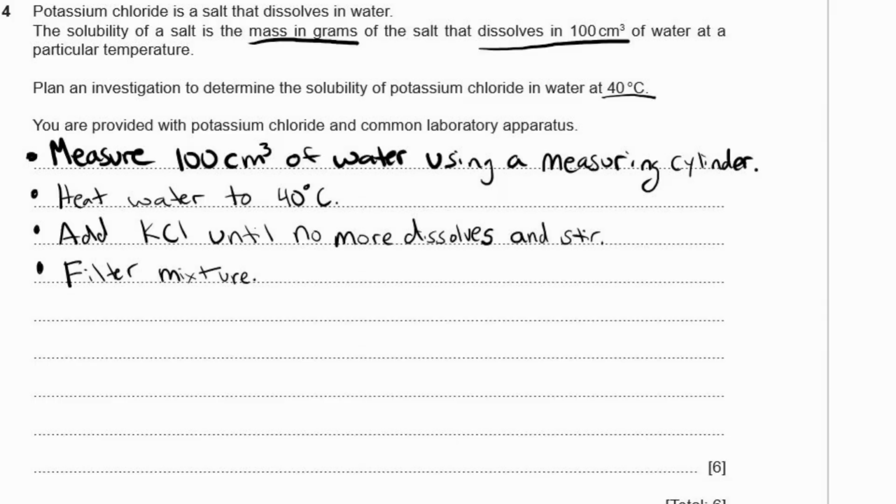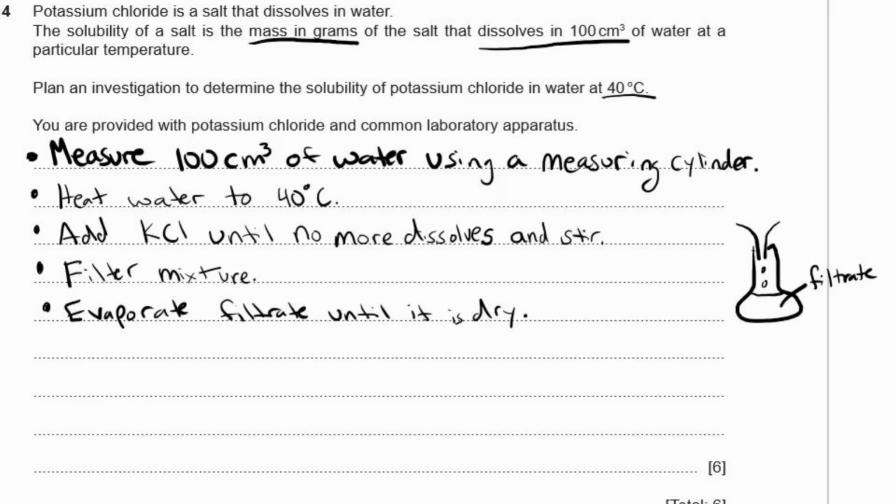And once that mixture is filtered and you have your filtrate, so remember, here's your filter and your little flask. The stuff at the bottom that drips down is called the filtrate. So you want to take that filtrate and evaporate it so that the water is all gone and you just have the potassium chloride. So you want to evaporate the filtrate until it is dry. And then finally, you'll have some solid potassium chloride left over.